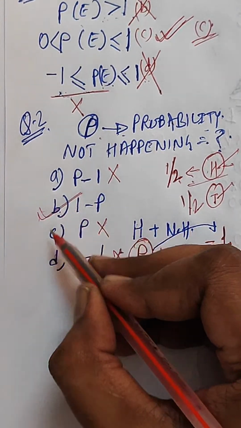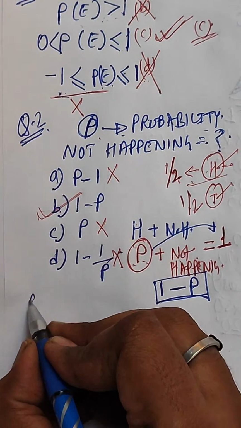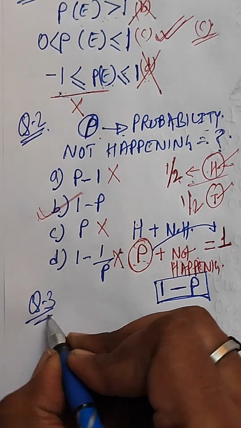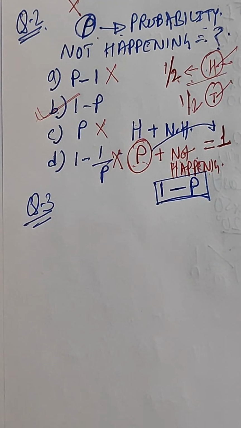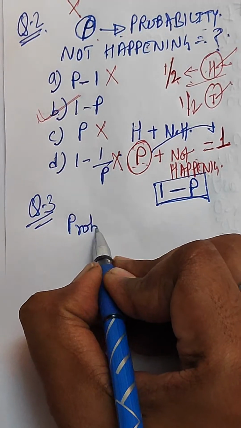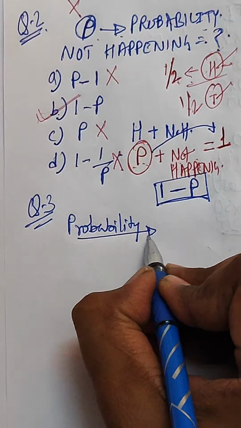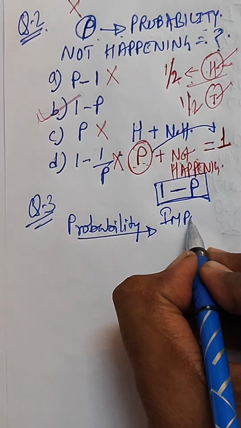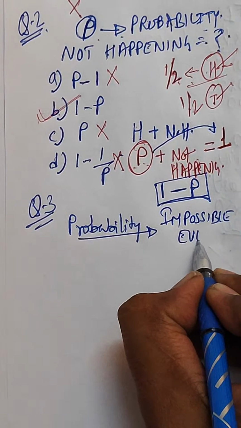Right? So quickly coming to question number 3 of the MCQ series for today. Question number 3 is, what is the probability of an impossible event? Impossible event, that means probability of impossible, which cannot happen, impossible event, right?